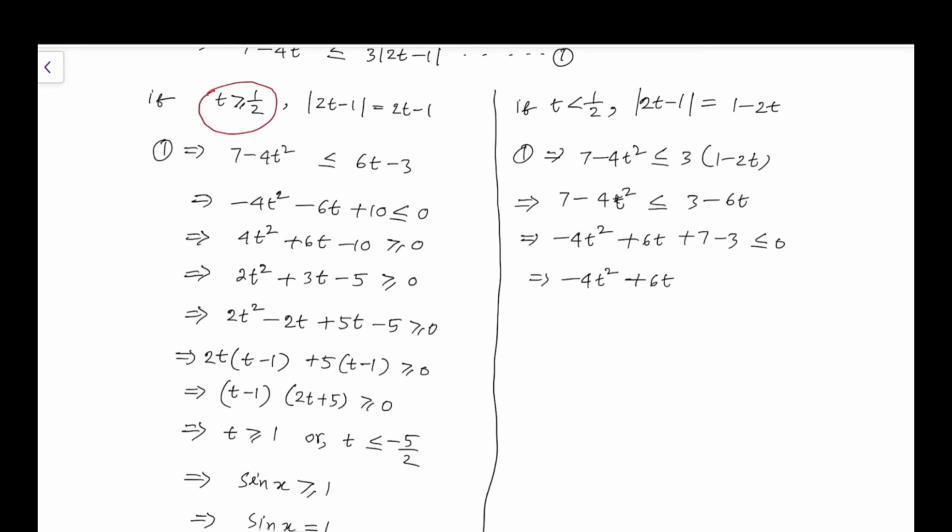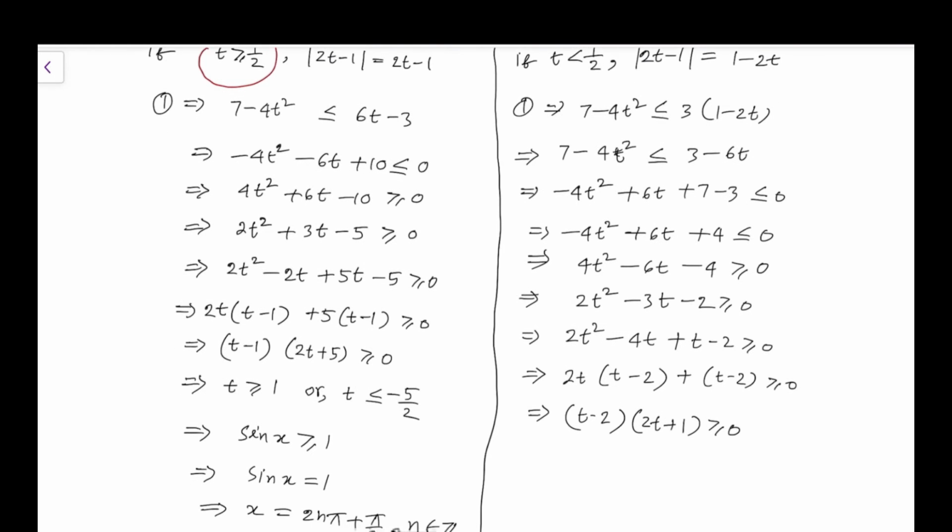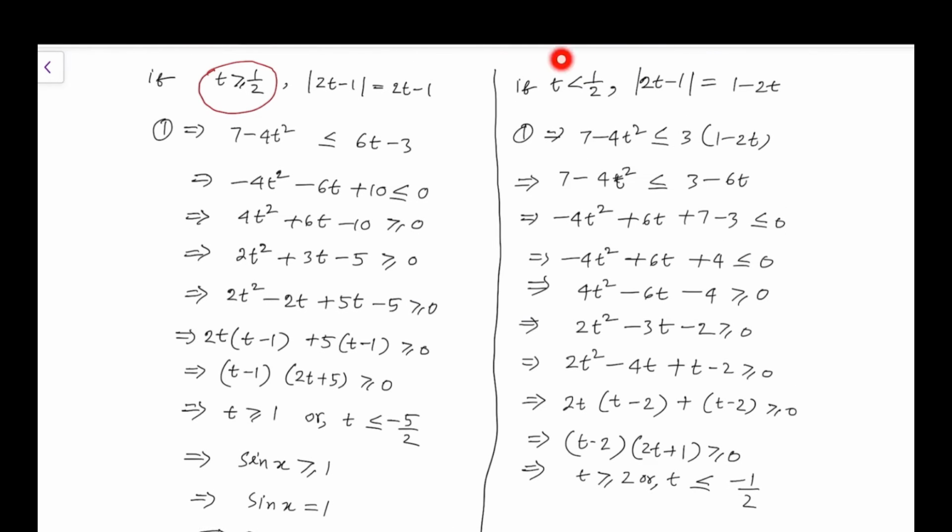This will become eventually this, and we are multiplying by minus 1, therefore the inequality changes, and again it is a quadratic expression. Now we will try to factor it. So we can write this. 2t is common. So finally it will become 2t into t minus 2 greater than 0, so 2t into 2t minus 1 greater than 0. From here we can write t is either greater than or equal to 2 or t is less than minus half. Now t is less than half, we had taken this, right?